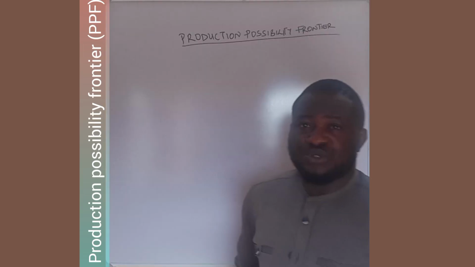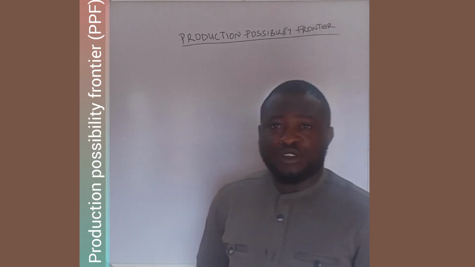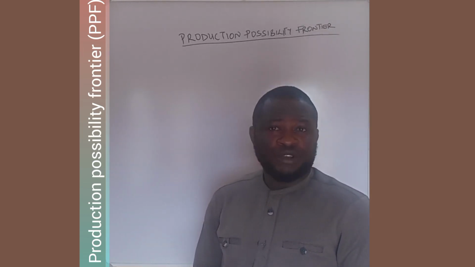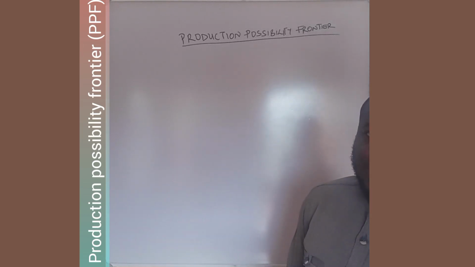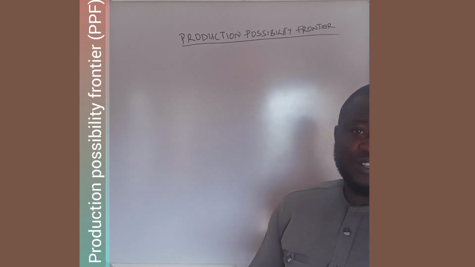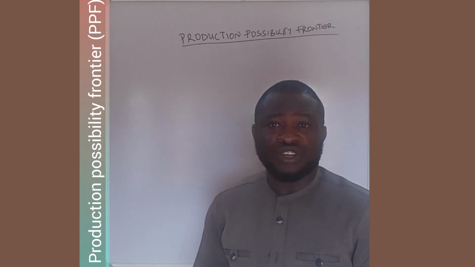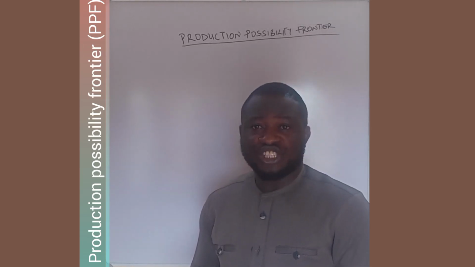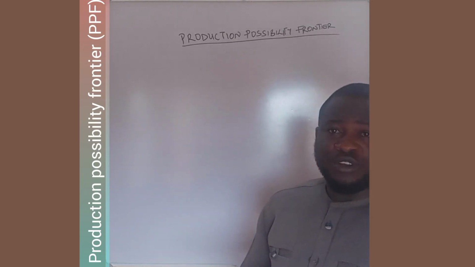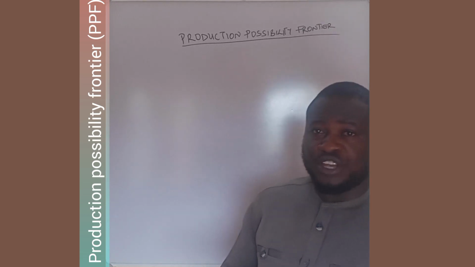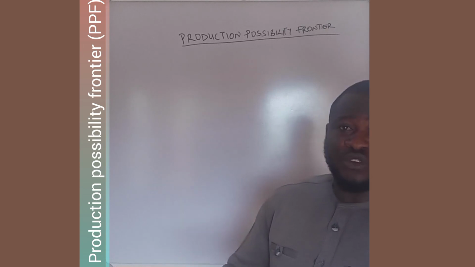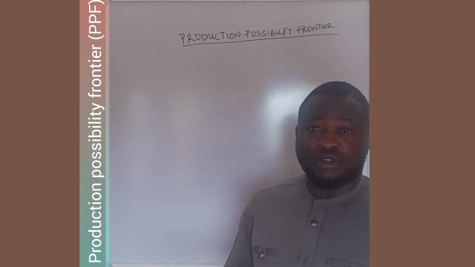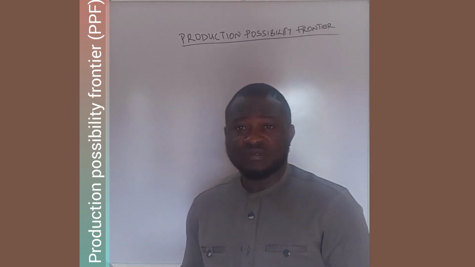Today, we are going to use the aid of the production possibility frontier or production possibility curve to demonstrate how, given limited resources or limited factors of production and a given level of technology, it is possible that production of goods and services will get to a point beyond which it becomes impossible to increase the production of one commodity without reducing the production of another commodity.